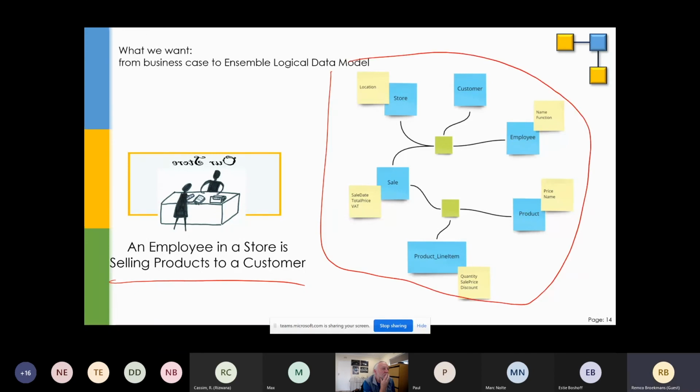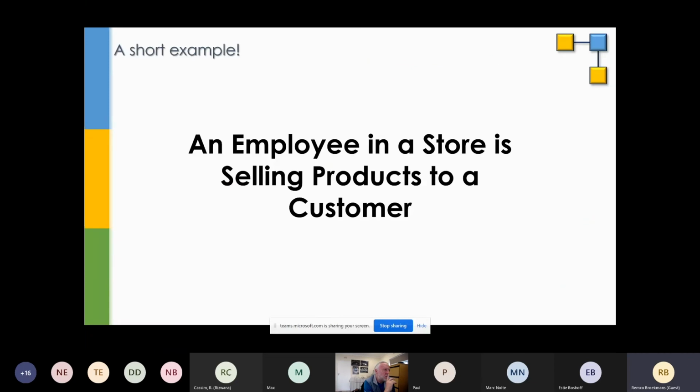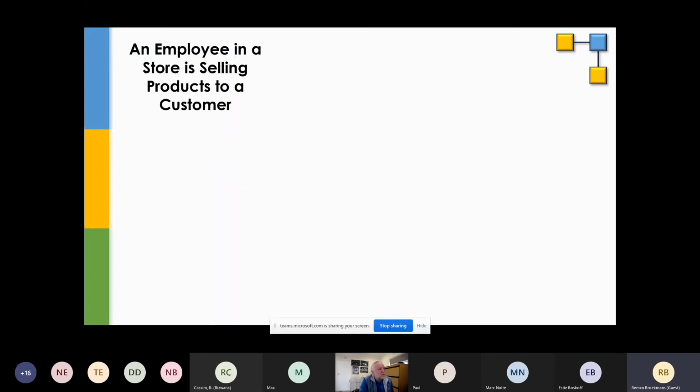And you can see all the same words and all the same stuff in it. And if you're an experienced data modeler, you could already see, yeah, it seems like it's there. But what is the road to get there? Well, the first thing is just to get the business case: employee, store, selling products to a customer. There it is. What I do in a workshop, I'm just asking questions: who, what, where, what is going on? What is your department responsible for? Who's doing what, etc.